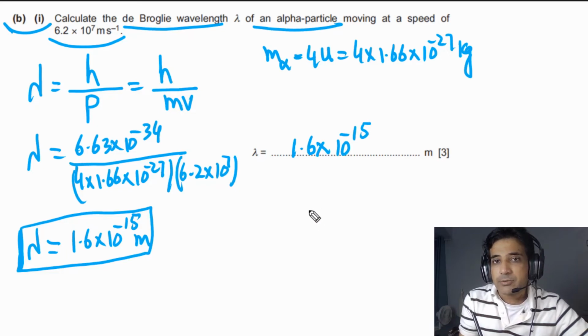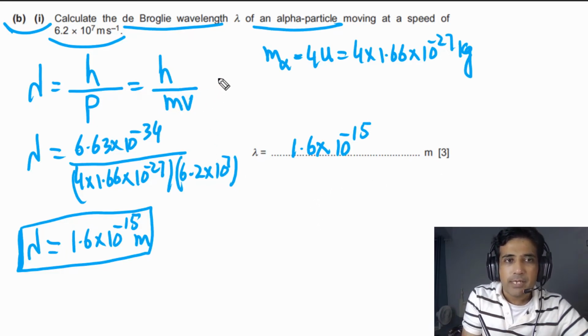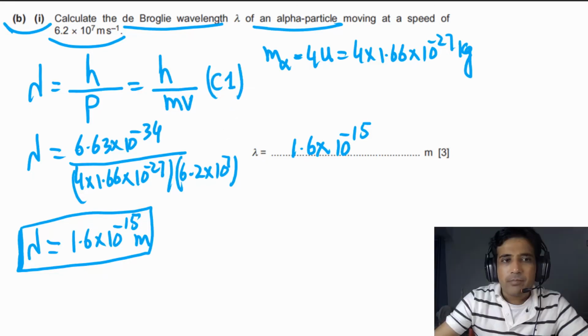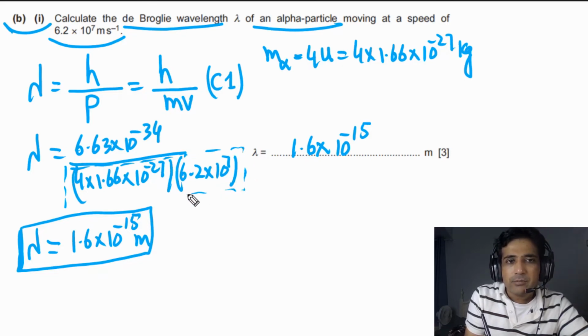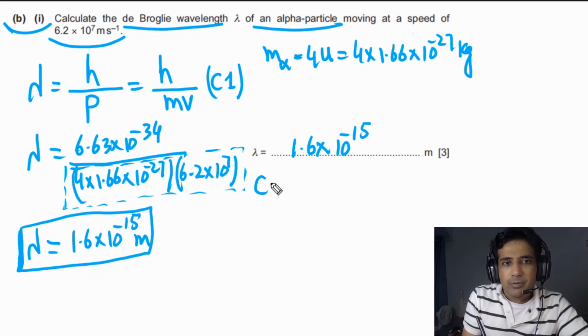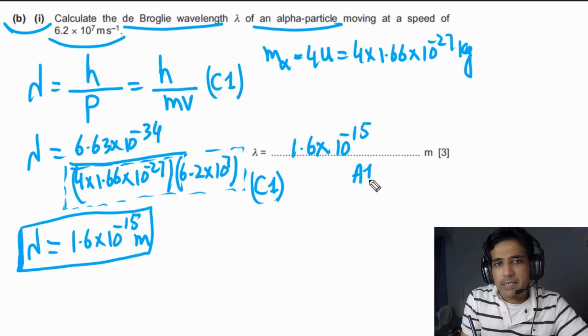This question has 3 marks. The first mark you will get if you have written this formula, and this is a C mark. The second mark you will get if you have calculated the value of the momentum of the alpha particle, meaning if you have entered these values right, you will get another C mark. So this is the second mark. And the last mark is the answer mark. If you have got the right answer, you will get 3 marks for this question.